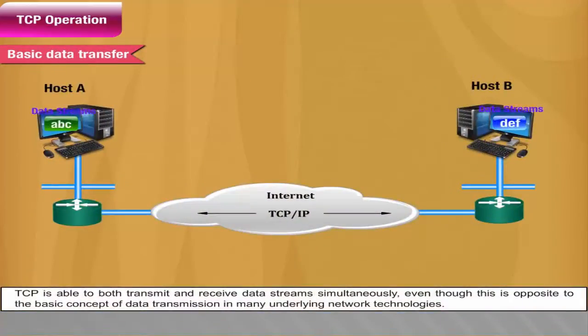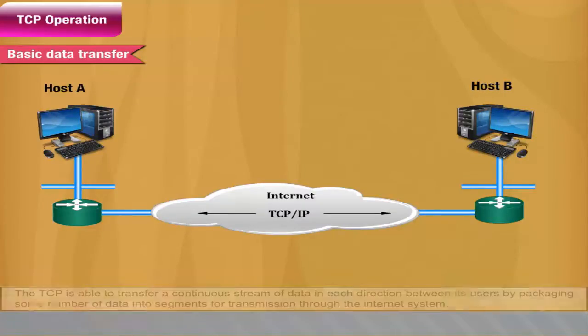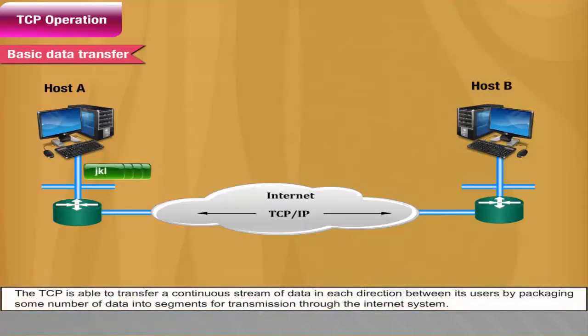TCP is able to both transmit and receive data streams simultaneously, even though this is opposite to the basic concept of data transmission in many underlying network technologies. The TCP is able to transfer a continuous stream of data in each direction between its users by packaging some number of data into segments for transmission through the Internet system.